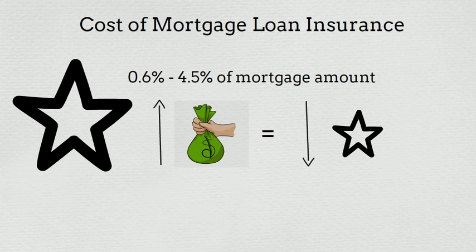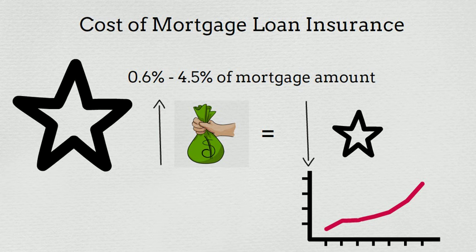You can pay your premium by adding it to your mortgage or with a lump sum up front. If you add your premium to your mortgage, you pay interest on your premium. The interest rate is the same as the one you're paying for your mortgage.